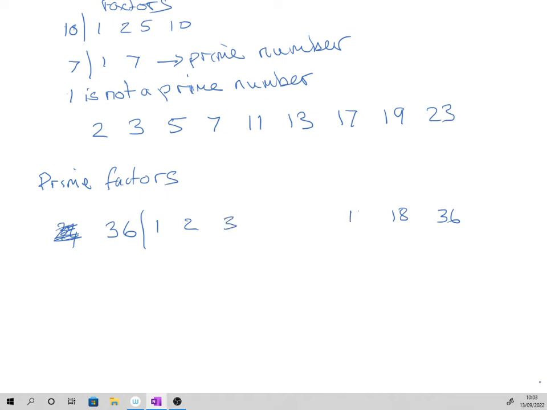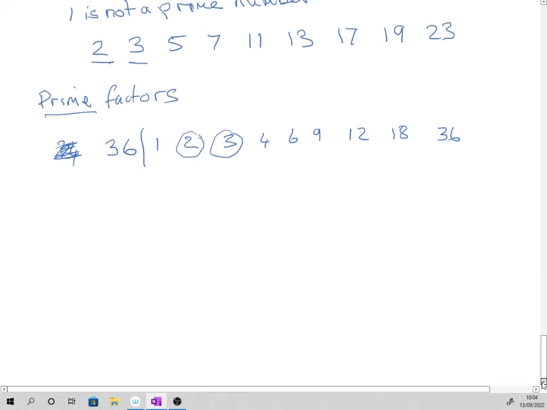3 times 12, 4 times 9, 5, 6 times 6, that's it. So there's all the factors of 36, and the prime factors are going to be 2 and 3. Yeah, because it's an even number, you don't get too many odd ones. So 2 and 3 are there, so they are prime factors. Not only have we found the factors of 36, we've also, as a byproduct, worked out the prime factors.